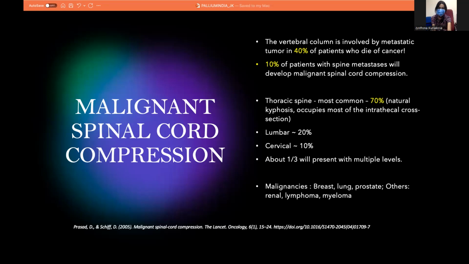The most common malignancies presenting with spinal mets include breast cancer, lung, and prostate cancer. Others include renal cell carcinoma, lymphoma, and myeloma.